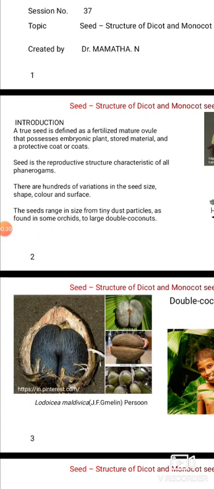There are hundreds of variations in seed size, shape, color and surface. The seeds range in size from tiny dust particles as found in some orchids to large double coconuts.